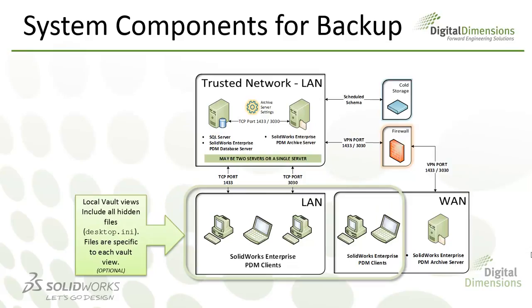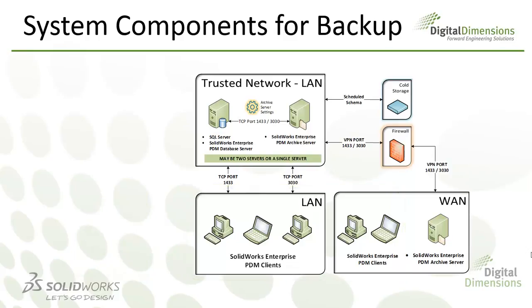The final element are the local vault views on the local computers. Generally speaking, you don't really need to include this in a backup. It is an optional backup, but if you do elect to do it, be sure that you include all the hidden files in these folders because they're very specific to each vault view. Files like the desktop INI files typically are passed over or not included, but those are what encode the files and what Enterprise uses to designate what computer each file is checked out on.